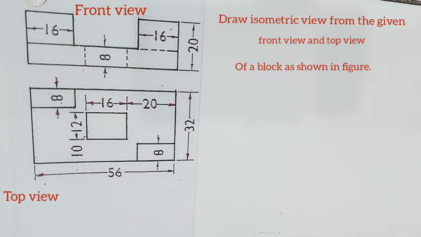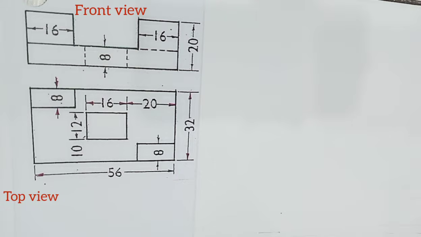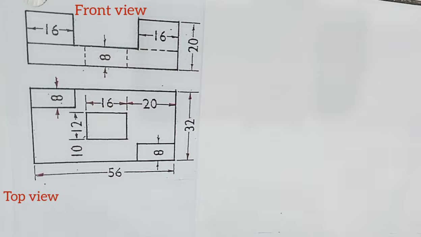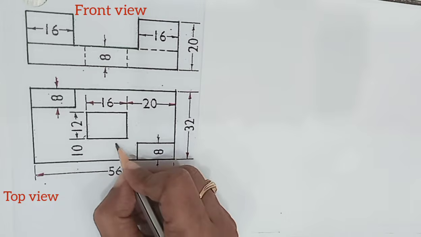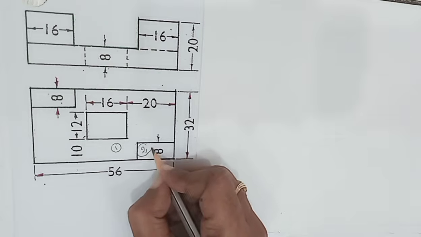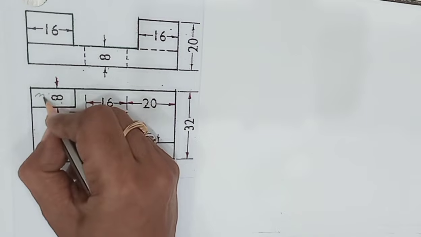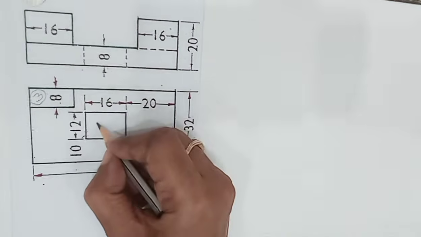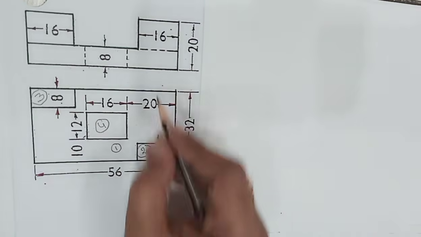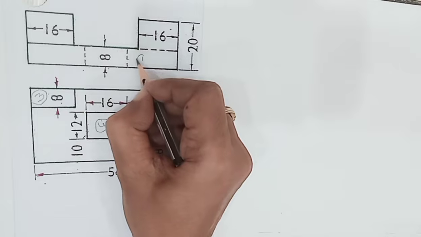Before starting the problem, first of all we have to decide the length, breadth and height of the components. I am dividing this object into some number of parts. Say this is the first part, second part, third part, fourth part.